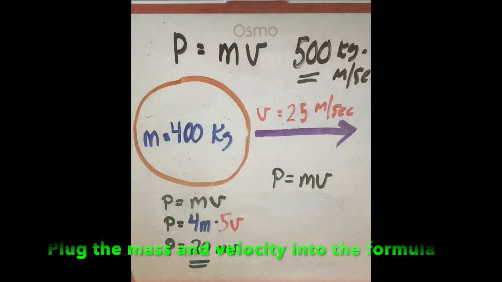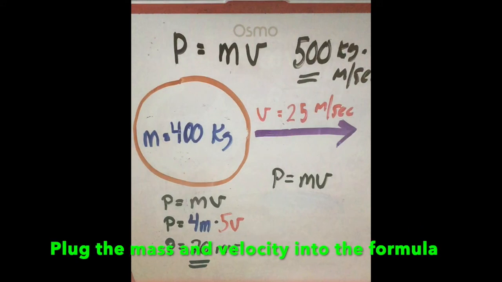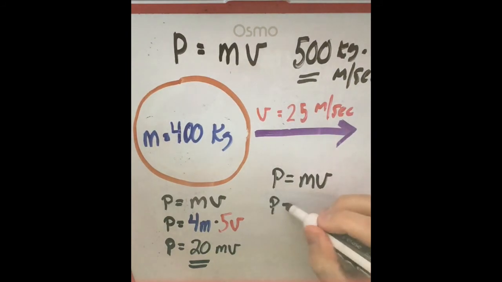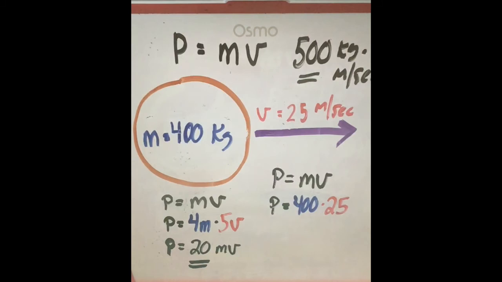Why don't you try to calculate the momentum? Pause the video and plug the mass and velocity into the formula and calculate the momentum. I will give you the answer and how to calculate it so you can check your answer. We use the same formula, P equals m times v. The mass is 400 and the velocity is 25. 400 times 25 is 10,000. Don't forget that unit. Kilograms times meters per second.